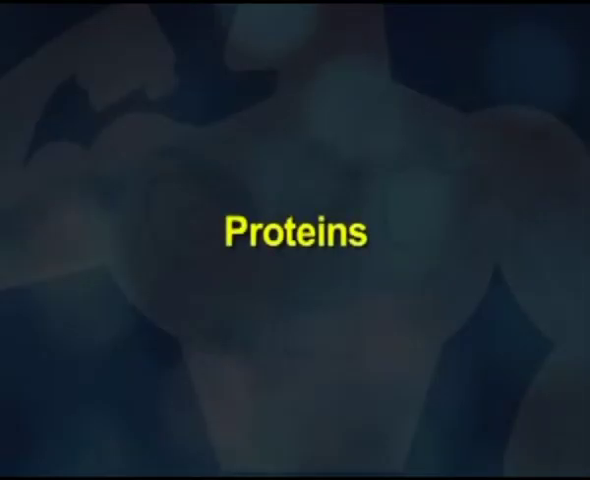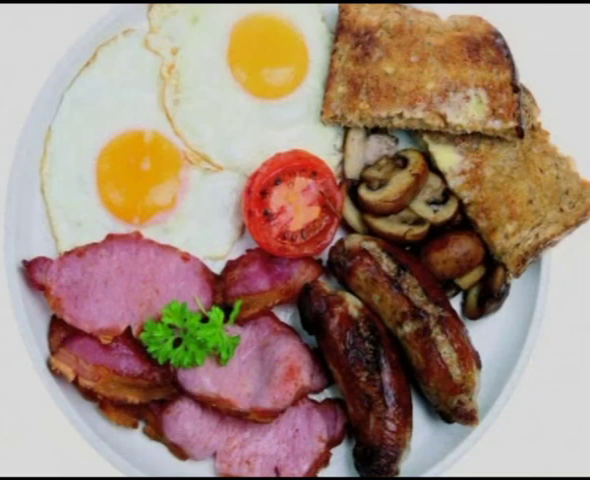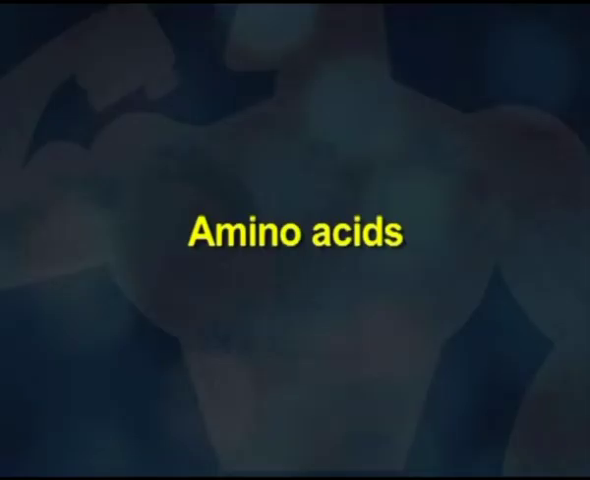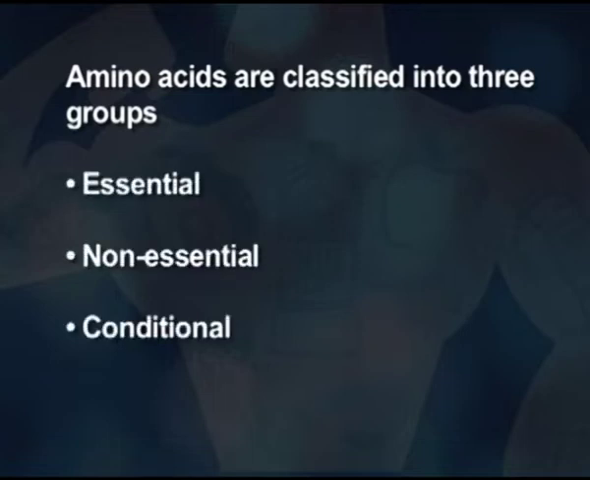So, let us understand what proteins are. Proteins are the building blocks of life. They are needed for repair and also maintenance of the body. Every organ is made up of proteins, which in turn contain amino acids. Amino acids are again classified as essential, non-essential and conditional amino acids.